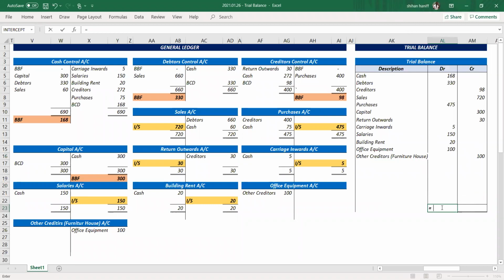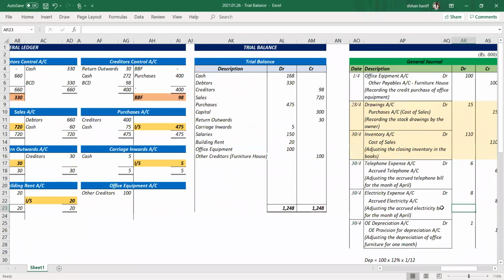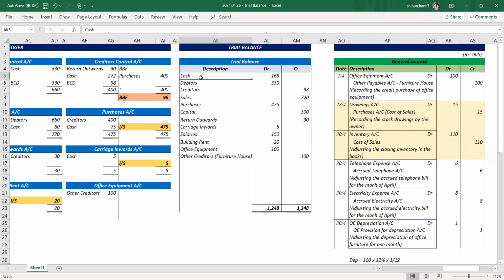Then there are 6 more transactions. When you record these transactions, it's getting balanced. Now we need to record these 6 transactions. I didn't prepare the ledger accounts, so I can directly take the balances. Telephone expense 6,000 debit. Accrued telephone 6,000.